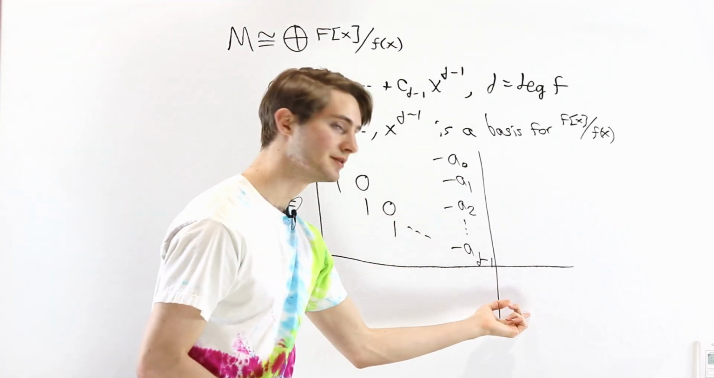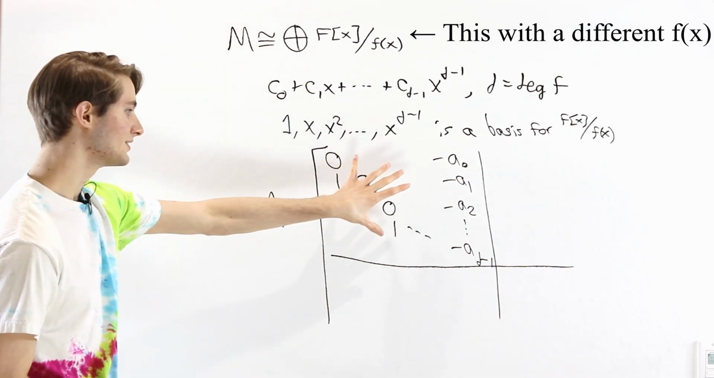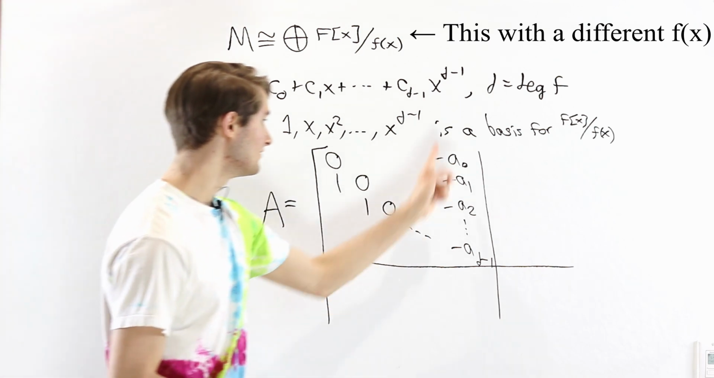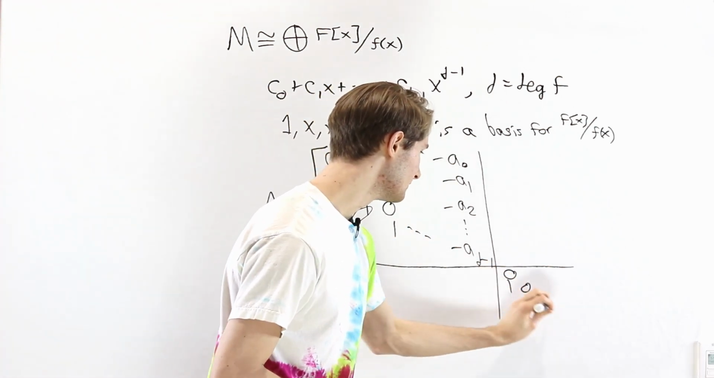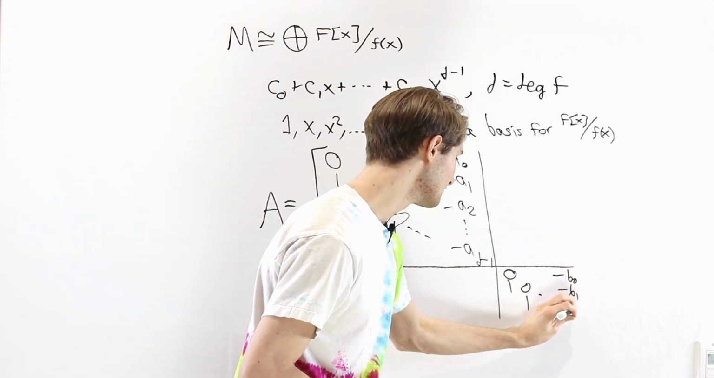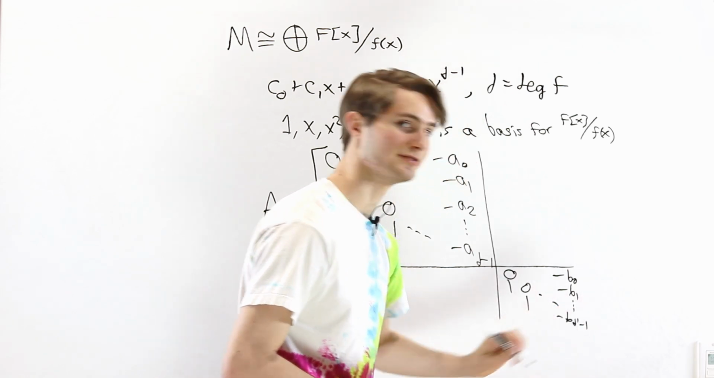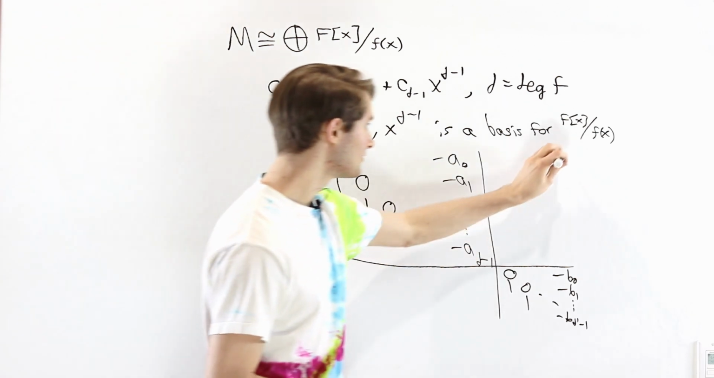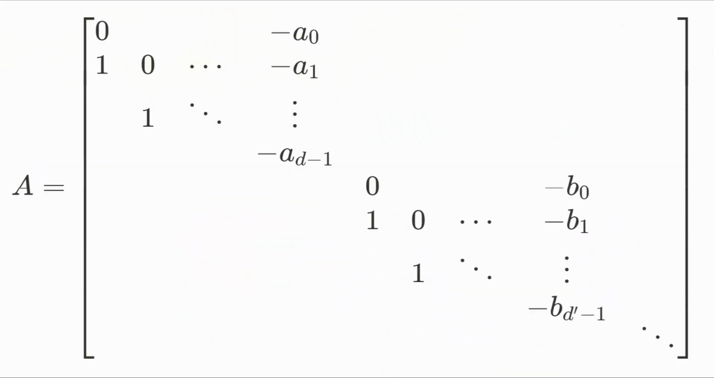Now the second block is the same thing, it's just another polynomial. So it's going to look exactly the same as this, except we're going to have different coefficients here. So it'll be 0, 1, 0, 1, blah, blah, blah. And then all the way over here, maybe b0, b1, and so on, b d prime minus 1, because it's a different degree. And then after that, we might have even more blocks, and we're going to go like this. And that gives us our entire matrix.